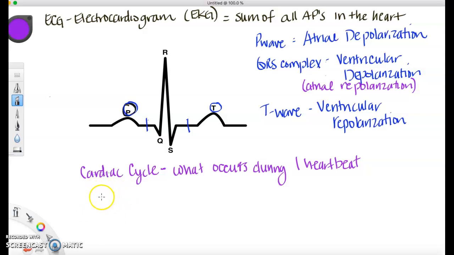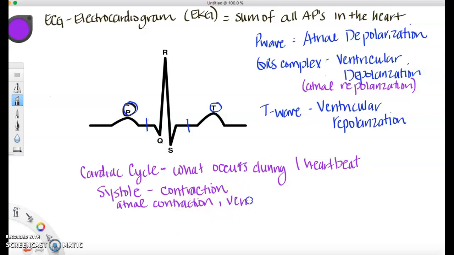So the first thing is called systole. Systole means contraction. So we are going to look at atrial contraction and ventricular contraction.